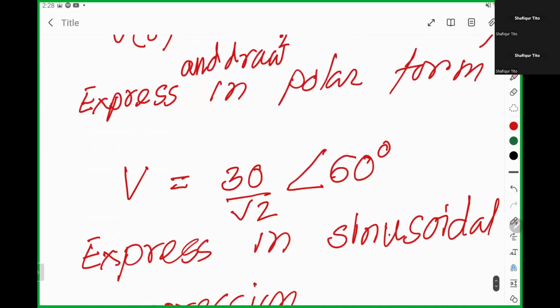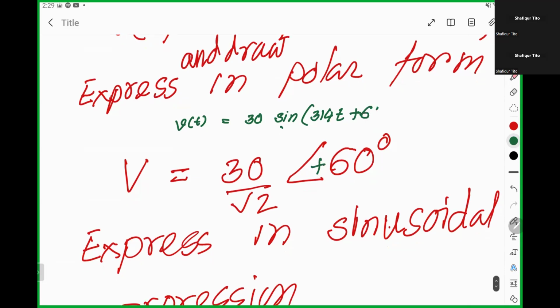Now, if you want to write down the sinusoidal, let me write it in a different color. So sinusoidal, it will be v(t) equal to 30 sin of, we will consider 314. If the frequency is not mentioned, it will be 50, so this will be 314t plus, why plus? Because here is a plus, and then this is my 60 degree. Okay. Clear?